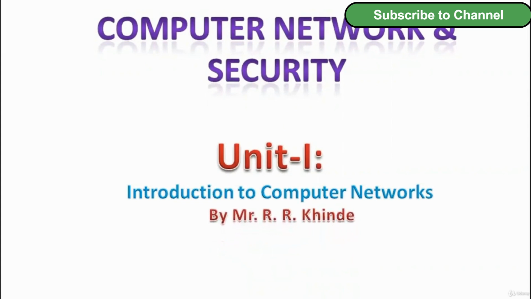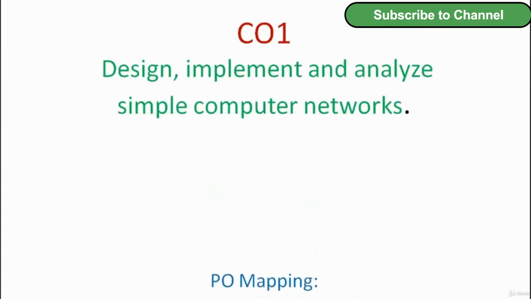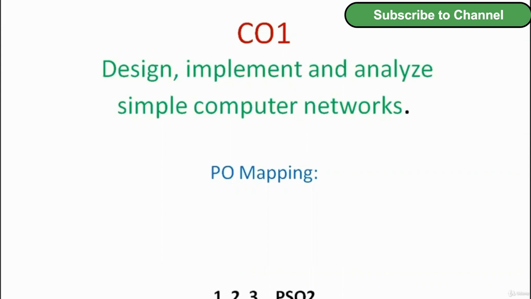This is presented by me. After studying this unit, the student will be able to design, implement, and analyze a simple computer network. This is course outcome 1, which matches the program outcomes 1, 2, 3, and PSO2, where PSO2 is the program specific outcome, and this matches Bloom's taxonomy levels 4, 5, and 6.